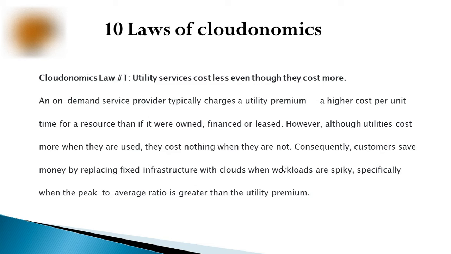Now we have 10 different laws related to cloudonomics, and we will see how these laws work when we compare the cost of your private data center with the public cloud. First of all, we have the first law, that is, utility services cost less even though they cost more. Now what does it mean?